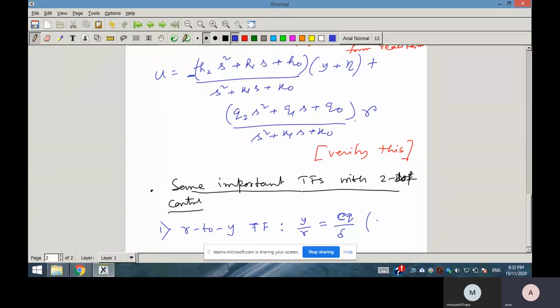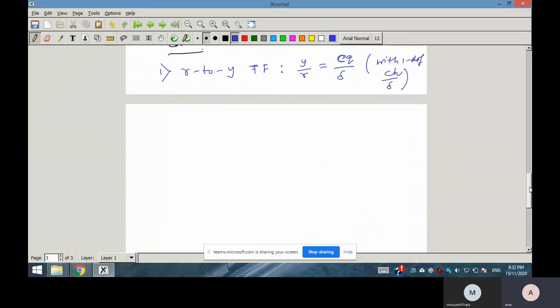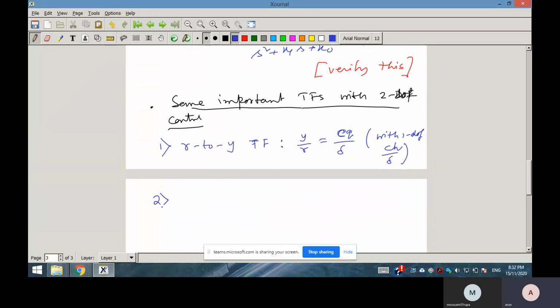As in the last class, so in bracket I am writing with 1 DOF. With 1 DOF, what have we got? It is CH by delta. Delta is AK plus CH. Now just the difference we want to see. What is your second?